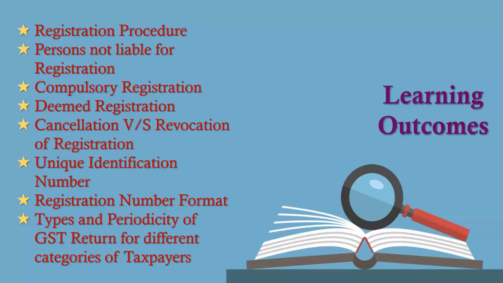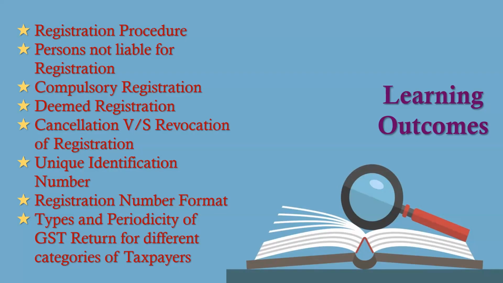So, till now we have discussed the registration procedure, part one and part two. The person who is liable for the registration, the person who is not liable for the registration, compulsory registration, deemed registration, the cancellation part of the registration and the revocation part of the registration. We have understood the difference also regarding it. The GSTIN number and the unique identification number.